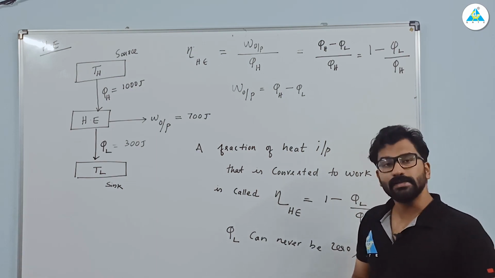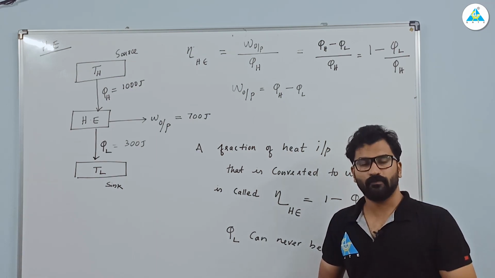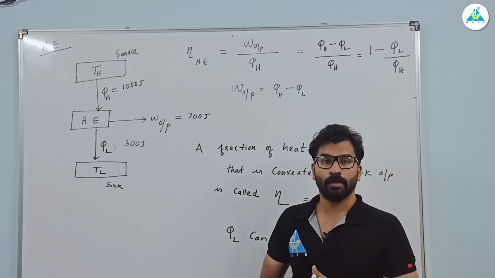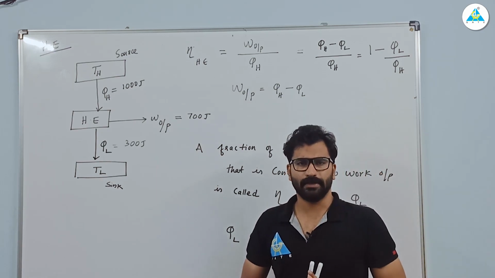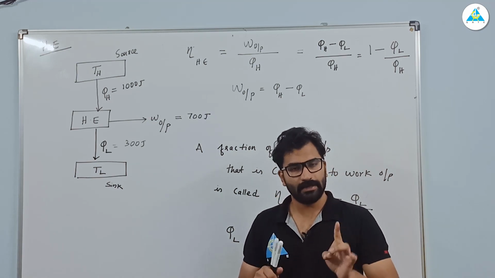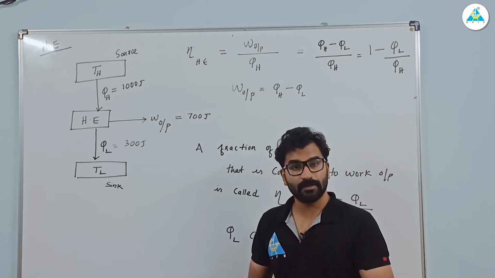Now what is our aim? Why are we learning the second law of thermodynamics? We need to know, we know 100 is not possible, right? But 80-90 can be possible, right? 80-90 can be possible. So what are we interested in?